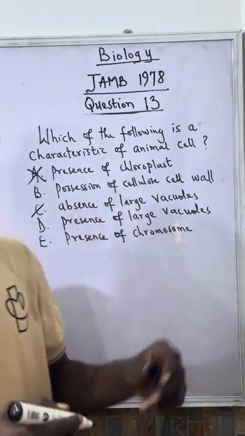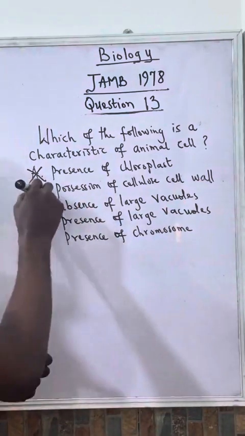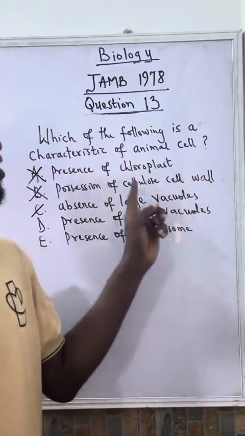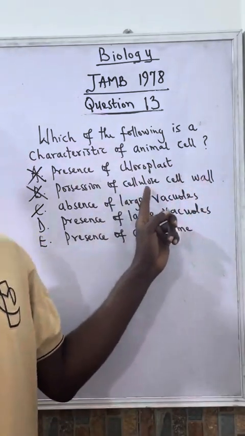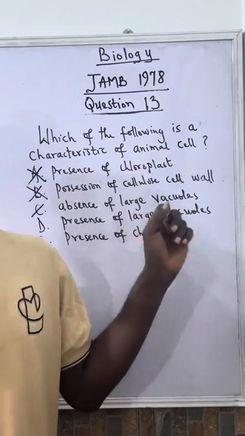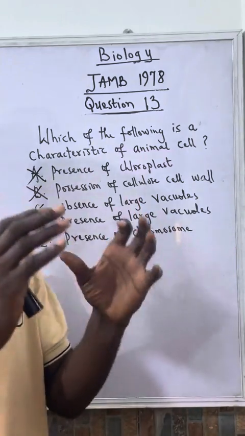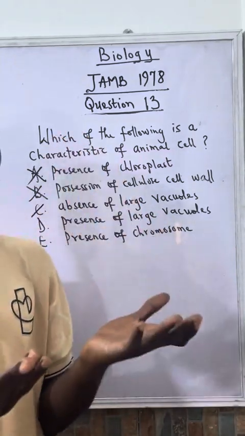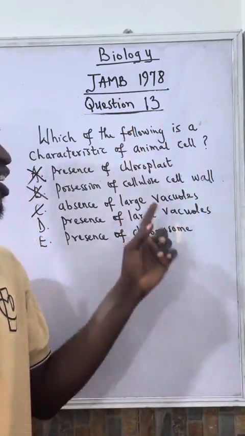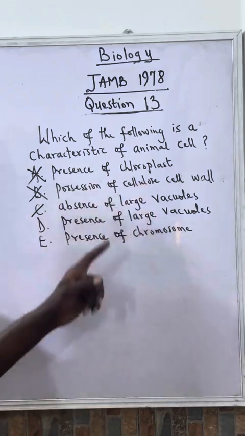Then possession of cellulose cell wall. This is also a plant characteristic. So this is also found in plant cell. The cell wall of plants is made up of cellulose. So animal cell is not as rigid as the cellulose. So animal cell is flexible. It is made up of a flexible membrane, which is known as plasma membrane. So that's the outer cover of the animal cell. So this is also wrong in the case of animal.